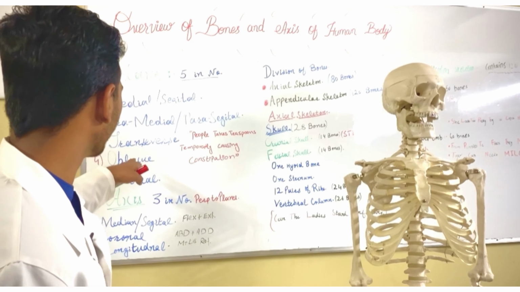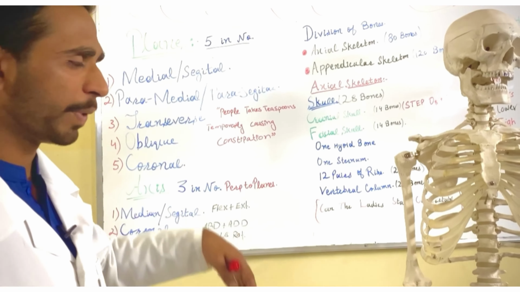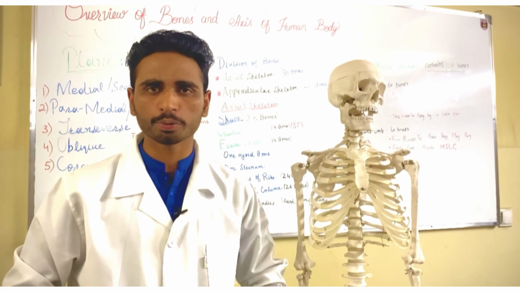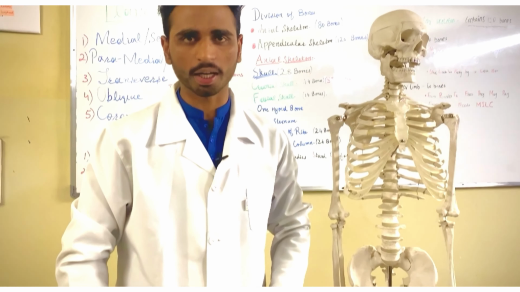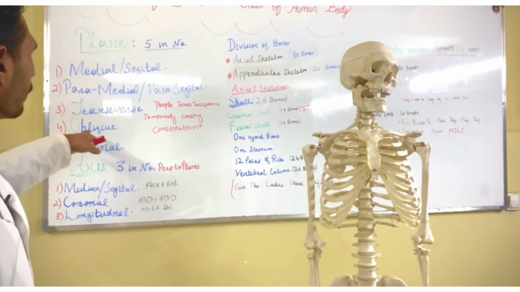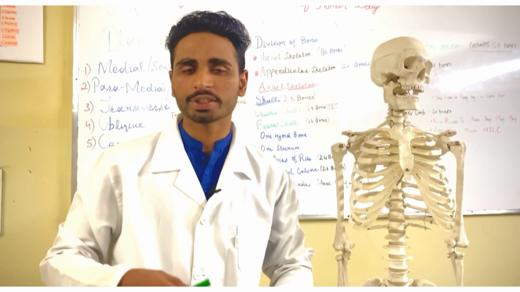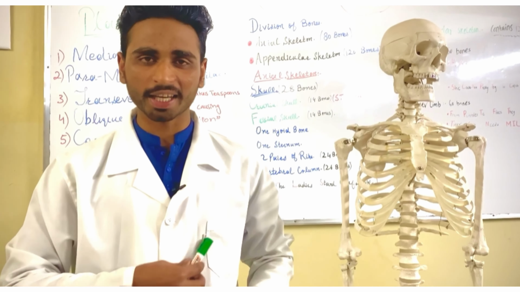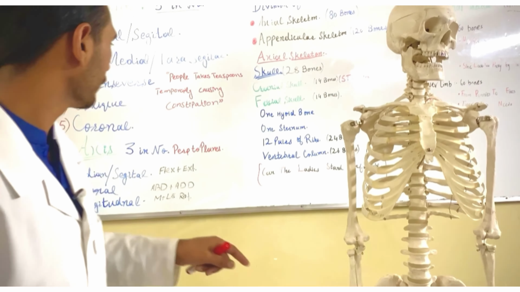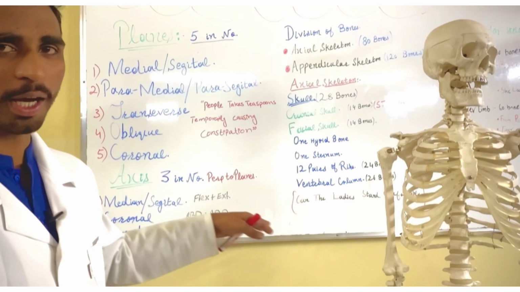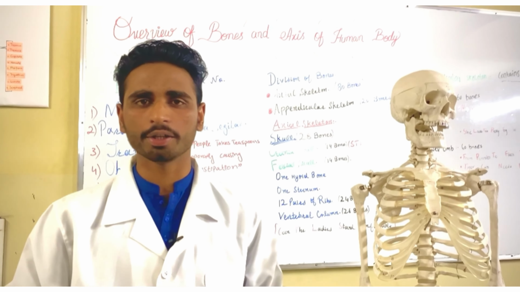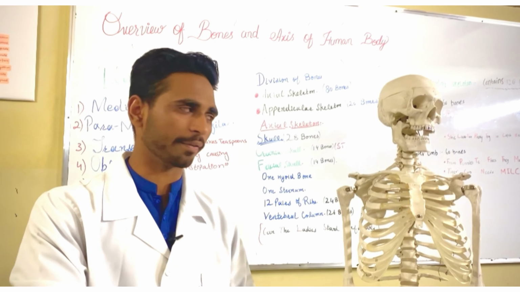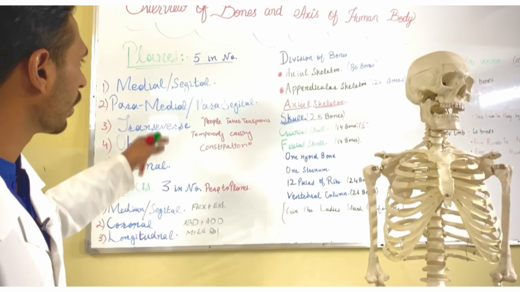And then we have the transverse plane, a plane which divides the body into superior and inferior halves. Then we have the oblique plane, a plane which divides the body by making an angle. Then we have the coronal plane, a plane which divides the body into anterior and posterior halves. Then we have three axes in the human body.